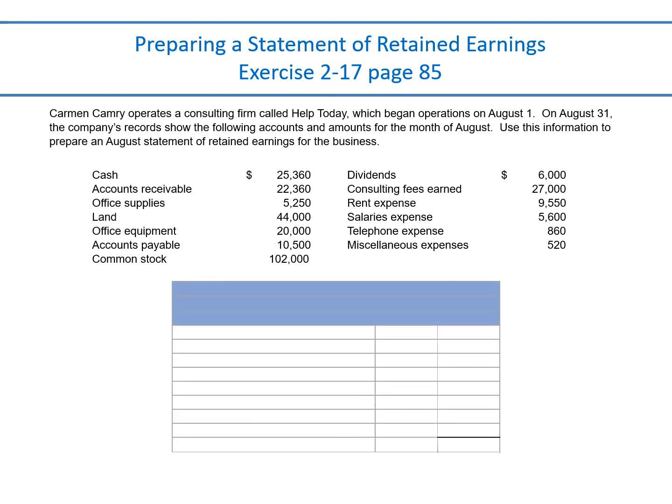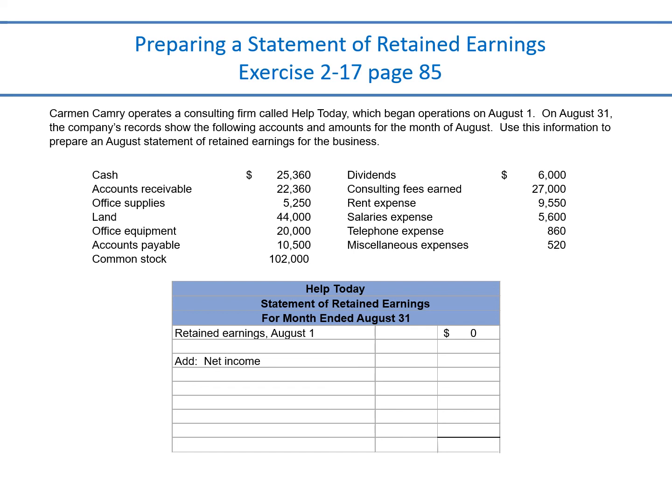So proper headings first. We have our company name, statement of retained earnings. A statement of retained earnings is for a period of time, just like the income statement, so it's for the month ended August 31st. We start with retained earnings at the beginning of the period. In this case, they began operations on August 1st, so our beginning balance is 0. Then we add net income.